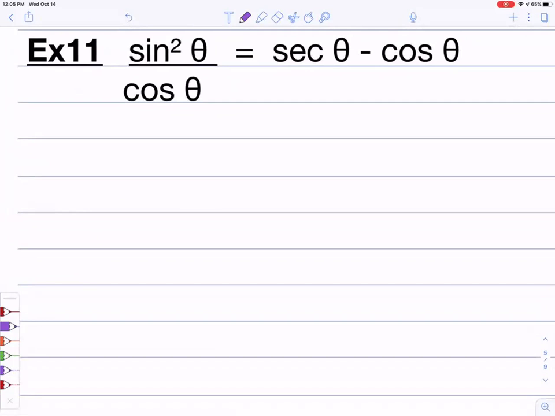Which side looks more complicated? Eeny, meeny, miny, moe. Which side do you want to start working on? The left? Okay, what do you want to do? Turn it into sines and cosines? Okay, any other ideas? The right side? Okay. What do you want to do with it? Sines and cosines? That's a good idea.